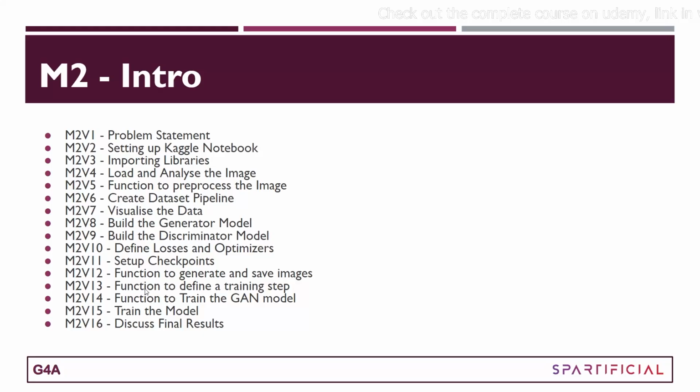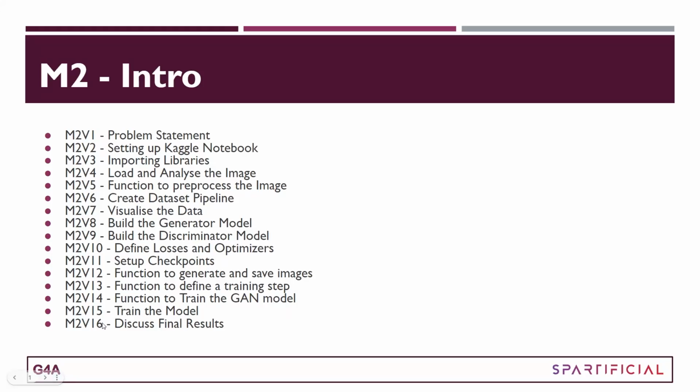And then the function to define our training step, because I told you over here we are going to come up with a custom training loop. That's what we are going to do in the 13th video of module 2. And after that we are going to create a function that's going to use that training step to eventually train our actual GAN model. And once all these functions are created, in the next video we are going to go ahead and train the model.